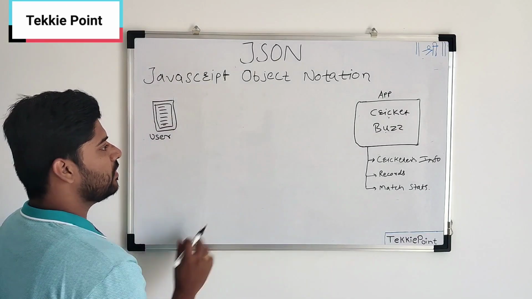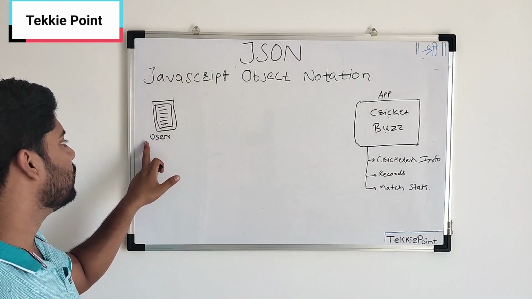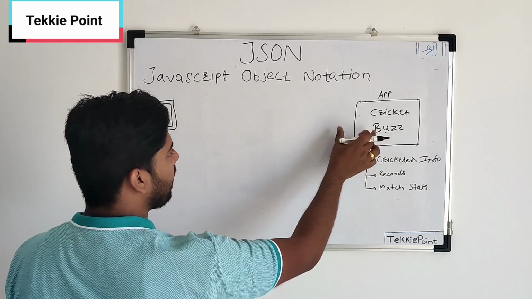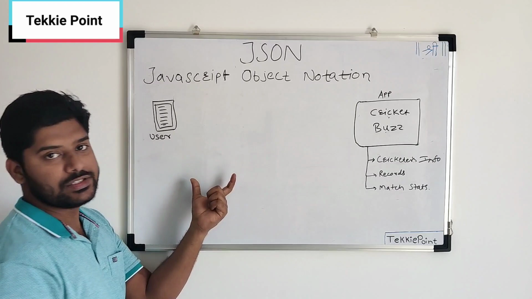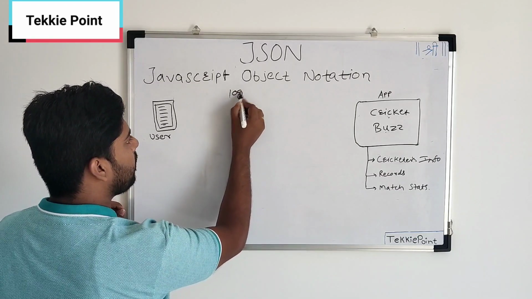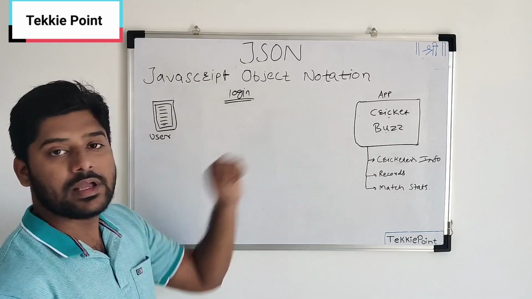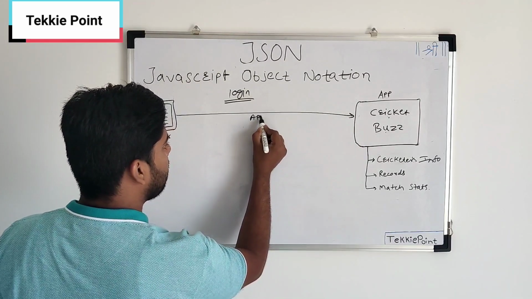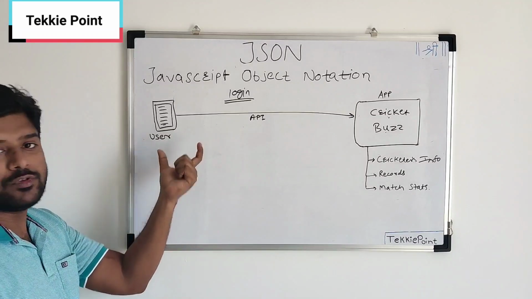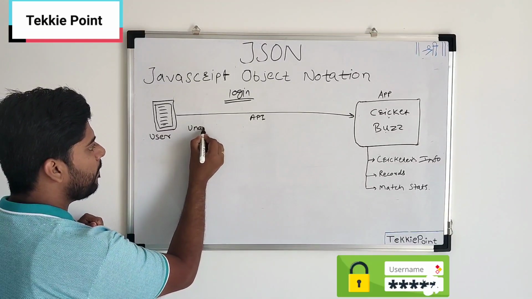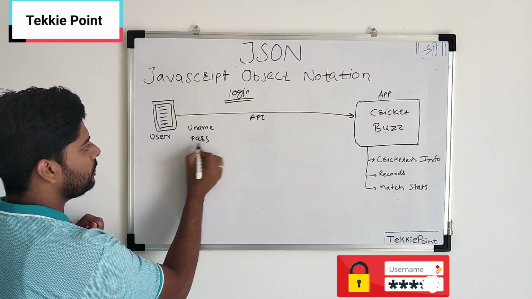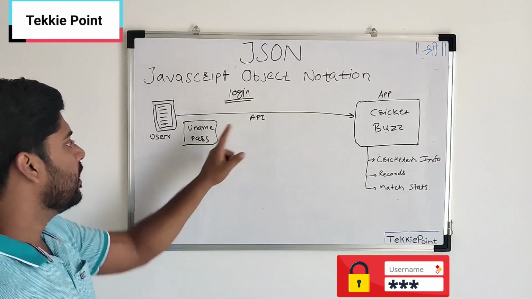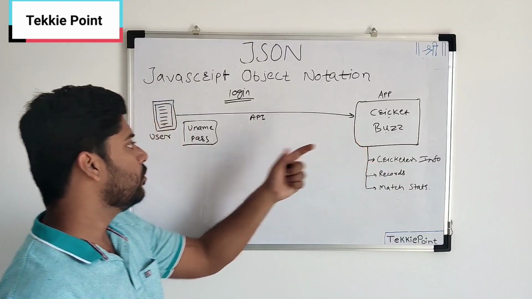To use this application, we first need to register our user into it. So first we need to create an account, and if the account already exists, we can use the login API to log into the application. The login API needs certain inputs, username and password. By using this input data, the API requests the server to validate the user.